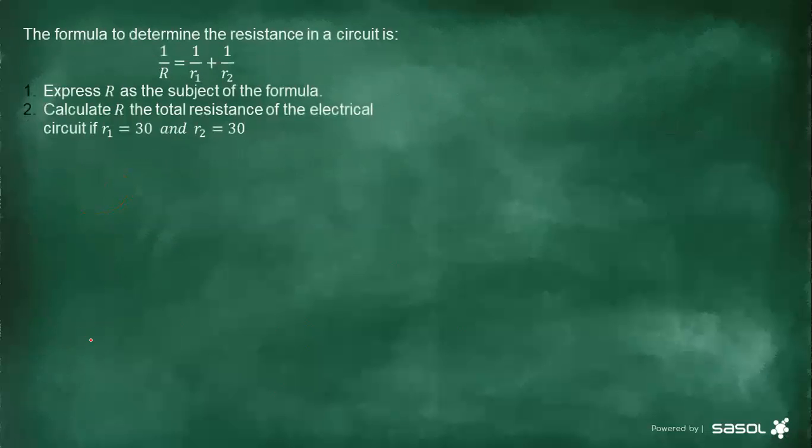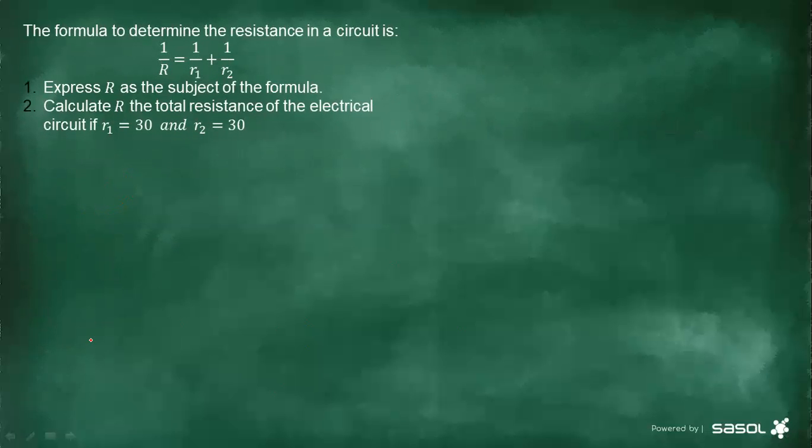It's very simple. Then we have another one, which is the formula to determine the resistance in a circuit. It is given as 1 over R equals 1 over R1 plus 1 over R2. Express R as the subject of the formula, meaning we have to make R the subject of the formula. So let's see how we do that.